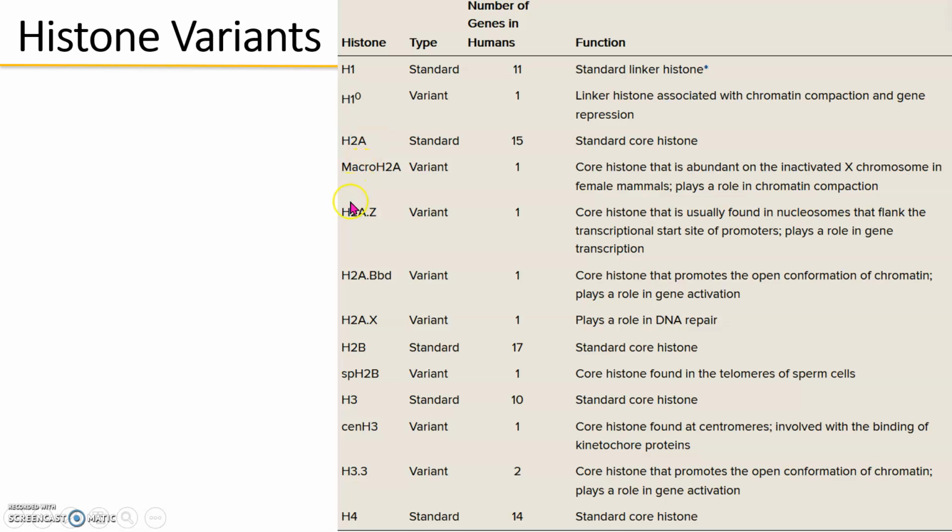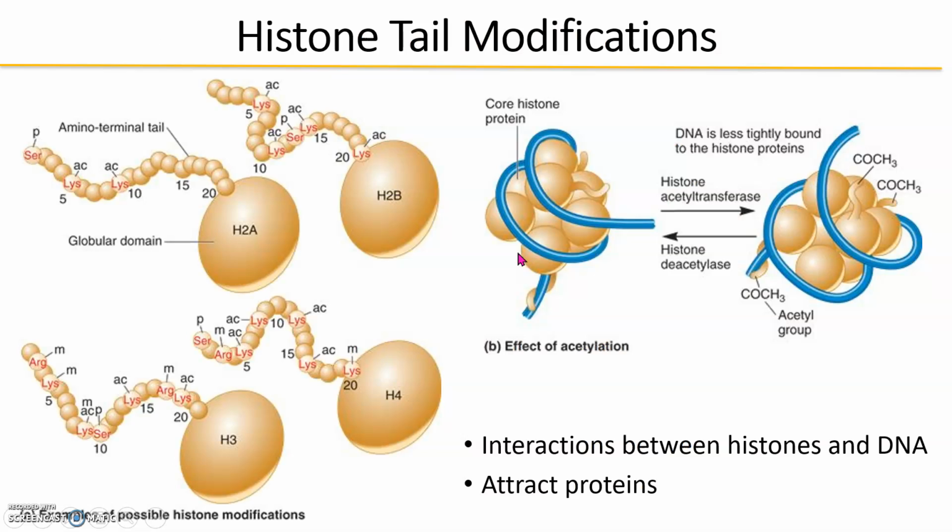And I will point out, like here, this macroH2A, this is abundant in inactivated X chromosomes, okay? And then there's this CENP-A, the centromeric H3, that's found in the centromeres. So it is known that some histones belong to certain areas on a chromosome or certain chromosomes, and we have identified the roles that they play.